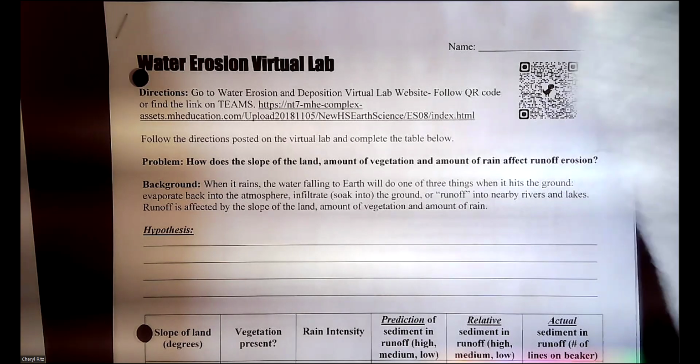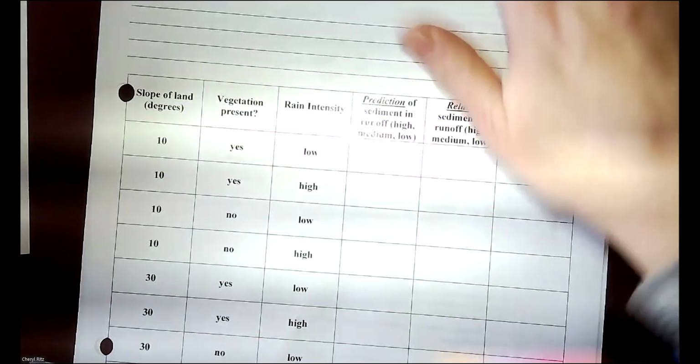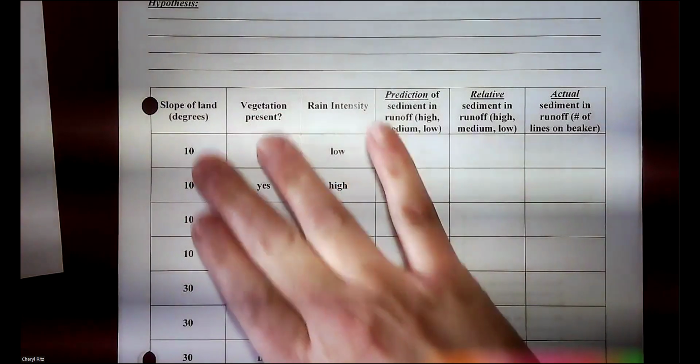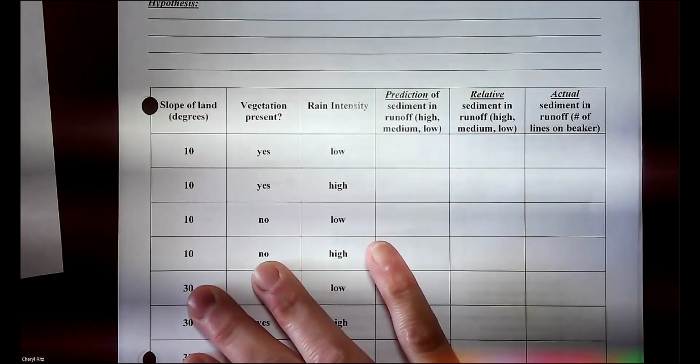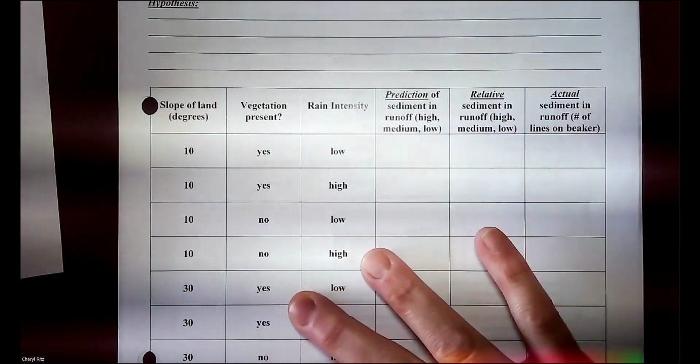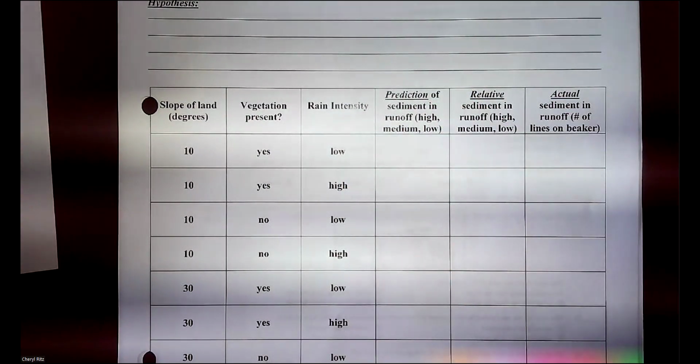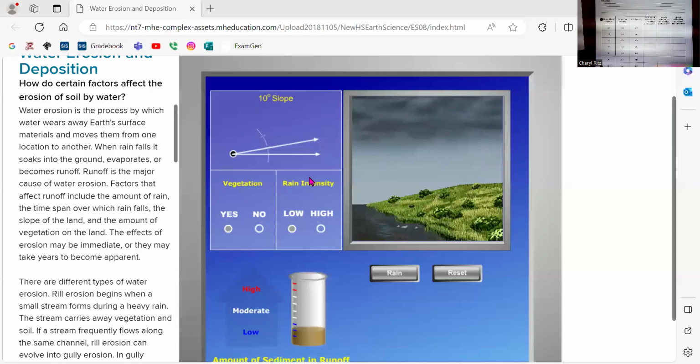The next thing we're going to do, once you get to the animation by the website, is change the slope and or the amount of vegetation and the amount of rainfall, and I'll show you how to do that. In fact, let's go there now. So I believe I already have it pulled up. Yep. Okay, so this is the animation here that you're going to be adjusting.